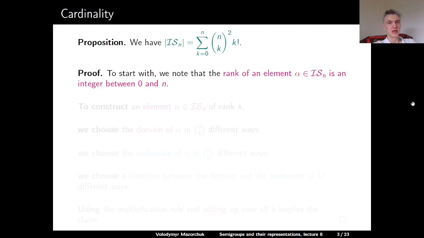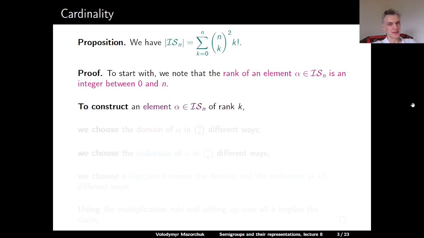Proof. To start with, let us note that if we take an element alpha in ISN, then it has a rank. Rank is a number of elements in its domain. And this rank ranges between 0 and n. So this rank is a non-negative integer which is less than or equal to n.